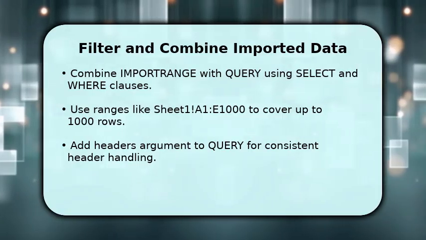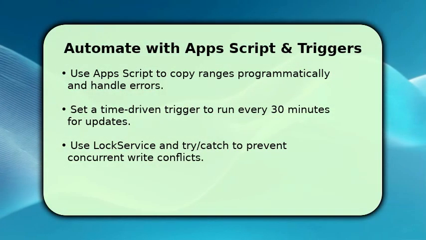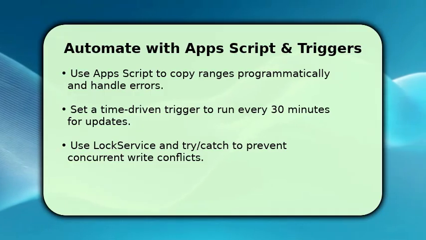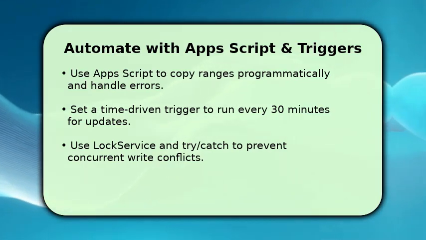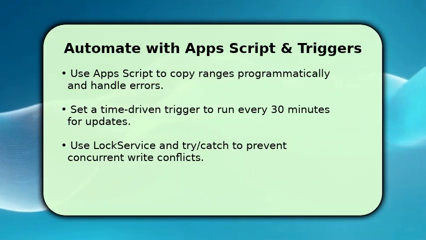For advanced control, open Extensions, Apps Script in any sheet and create a new script file. Write a function that opens the source by ID and uses getRange("A1:C1000").getValues() to retrieve data. Use the destination sheet. getRange(1, 1, values.length, values[0].length).setValues() to paste the array.